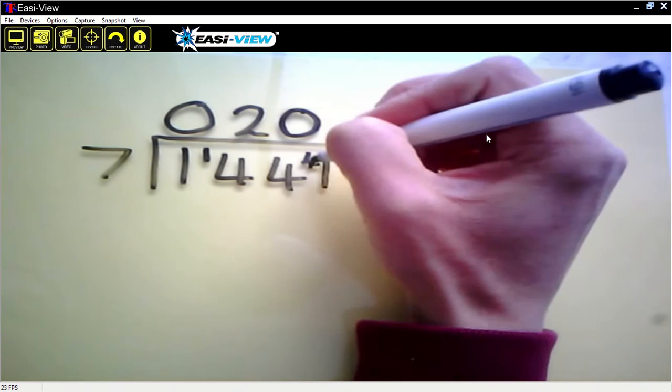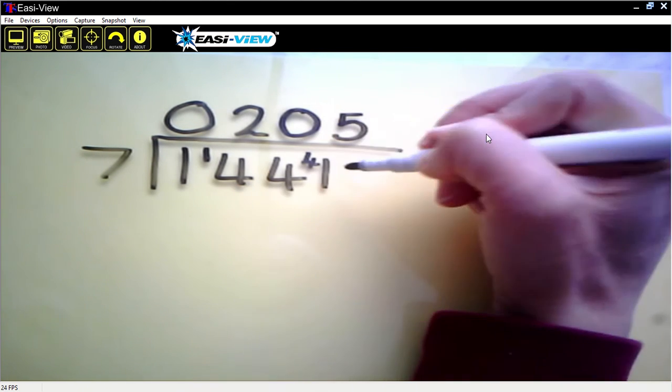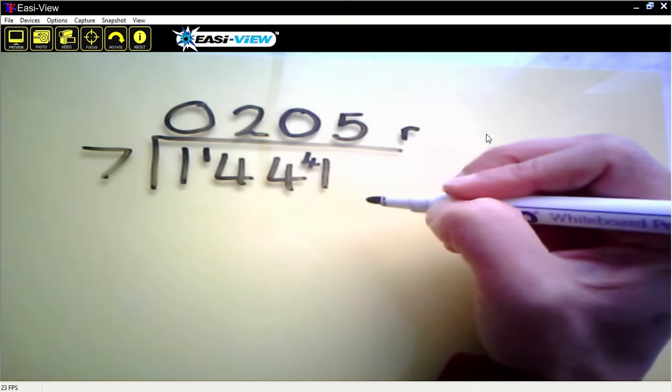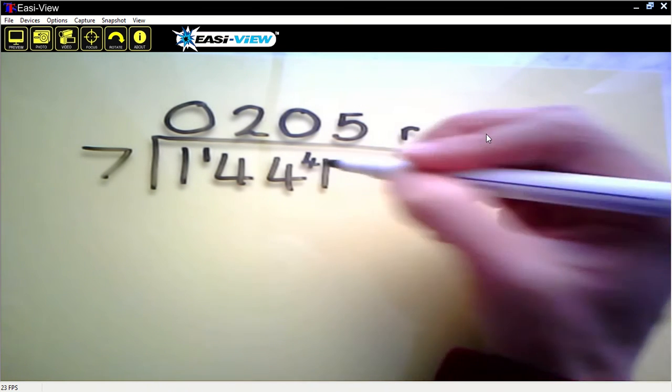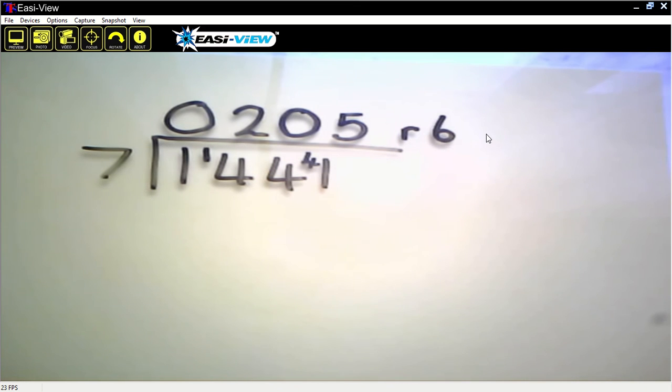Now I've got how many 7s go into 41, and I've got 5, which is 35. So I need to figure out what my remainder is by adding on from 35 until I get to 41, which I know is 6. So I would leave my remainder as 6. So it's 205, remainder 6 for that one. Lovely. Okay. See, even teachers make mistakes sometimes.